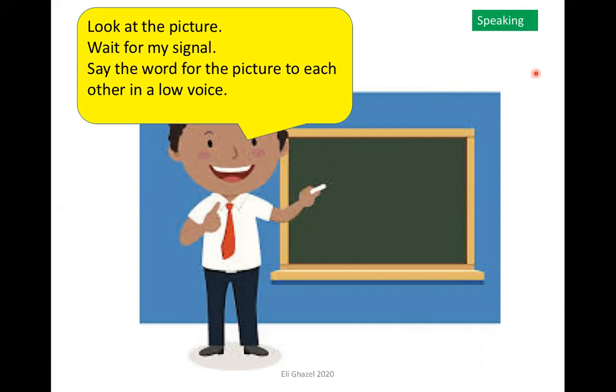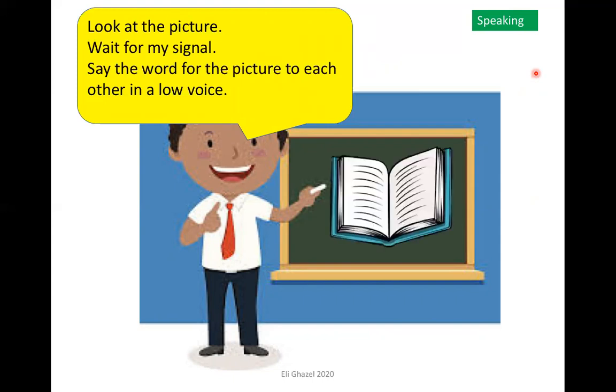You say to them, look at the picture, wait for my signal, say the word for the picture to each other in a low voice. Now, if you ask only 1 or 2 people to say it, then the rest are not saying. And choral answer is not one of the most effective ways, because when people speak chorally, they could mispronounce, they would say it in a sing-song.